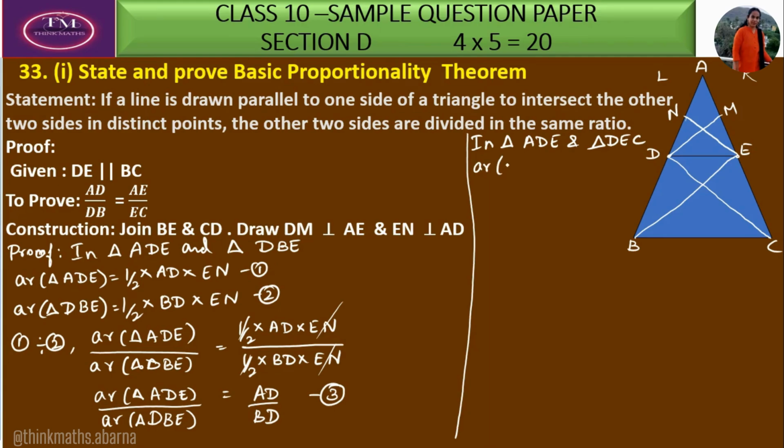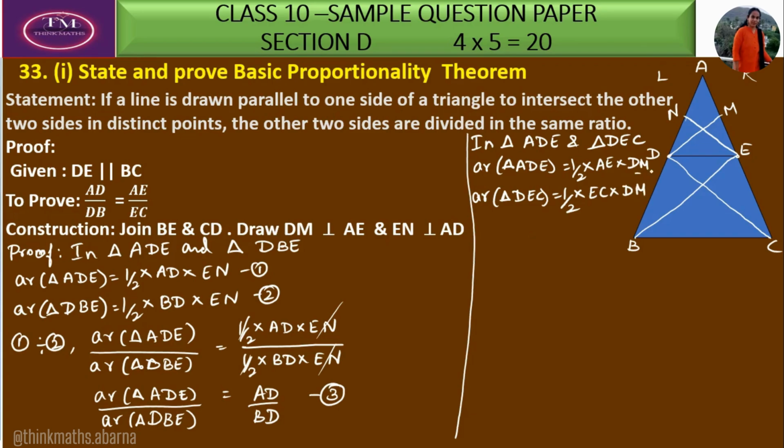So area of triangle ADE is equal to half into base AE, and height is DM. In the same way, area of triangle DEC equals half into base EC, but now the height is ED. So it is also obtuse, not a right angle. So extend the base to get the 90 degrees. So it is DM. This DM makes 90 degrees for this triangle, so DM is the height. So half into base EC and height DM.